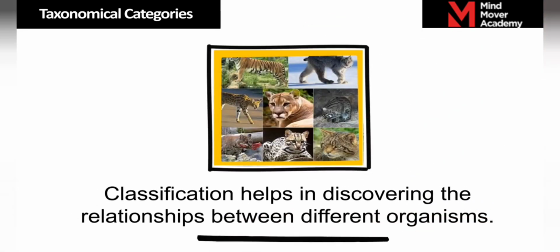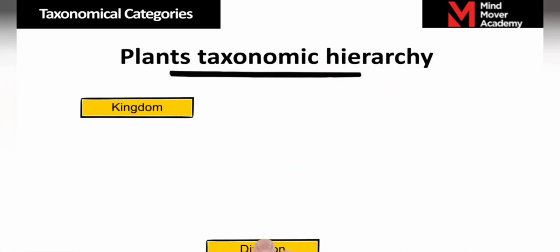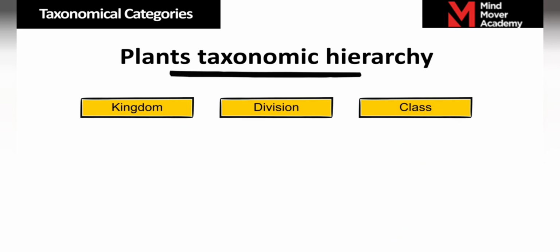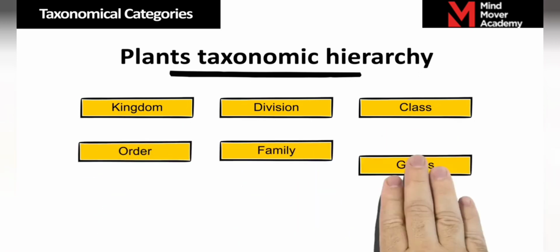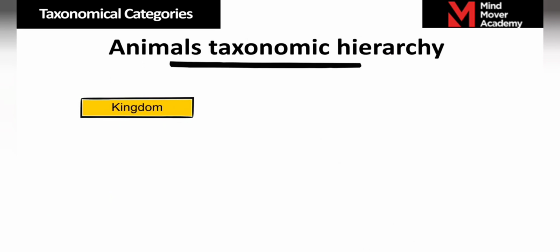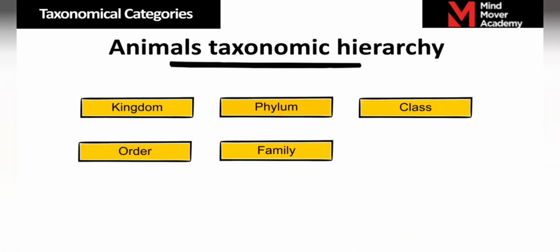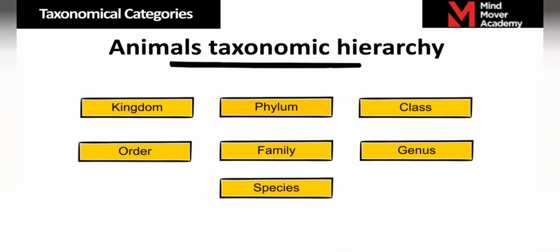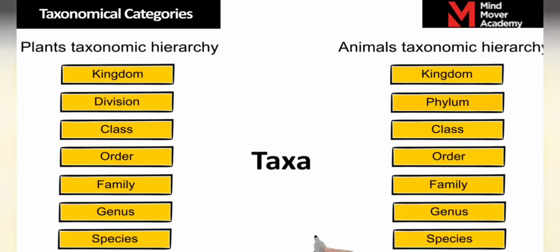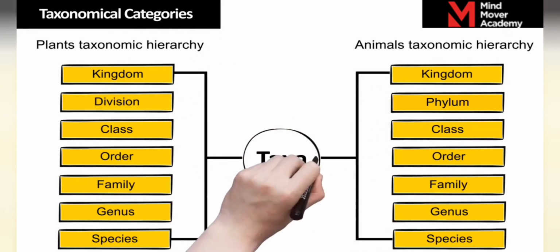Also, this classification helps in discovering the relationships between different organisms. So if we talk about plants, then kingdom, division, class, order, family, genus, and species collectively form the taxonomic hierarchy. Whereas in animals, we have kingdom, phylum, class, order, family, genus, and species, which are the different taxa. Now the word taxa here symbolizes the different categories of the biological classification.